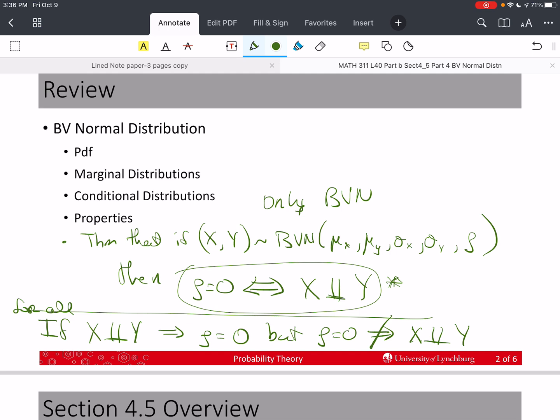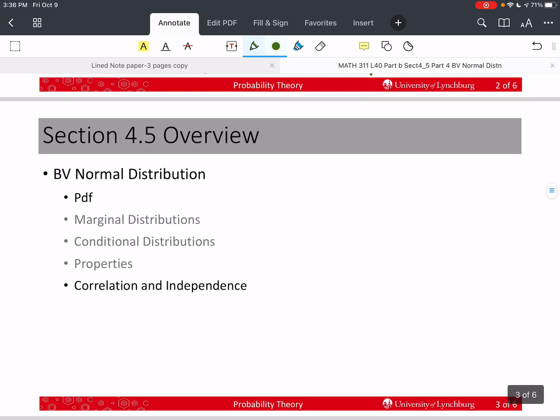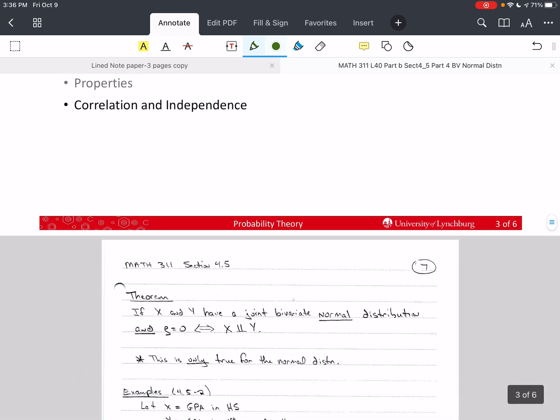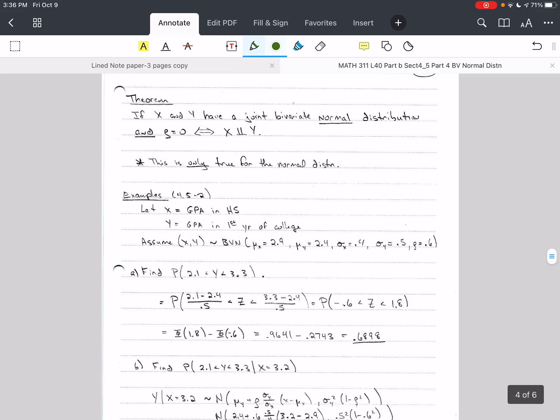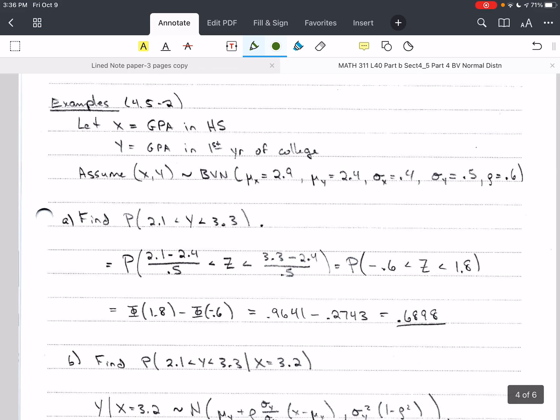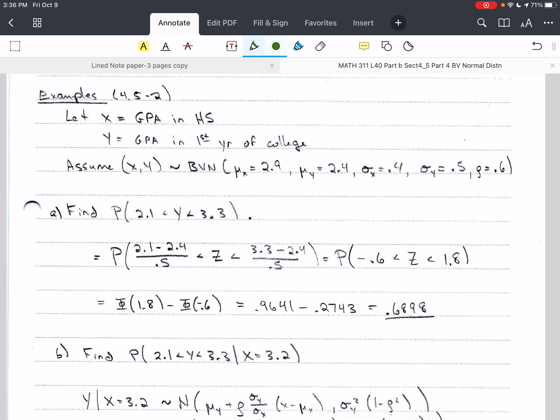This is important. We will certainly need this next semester. We may need it later this semester. I don't remember. All right. So we talked about this theorem. Let's now do an example and make sure that we understand what we're doing.